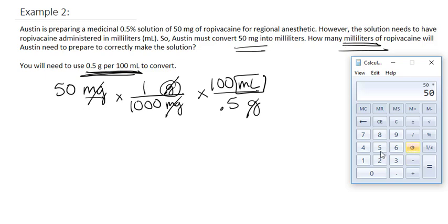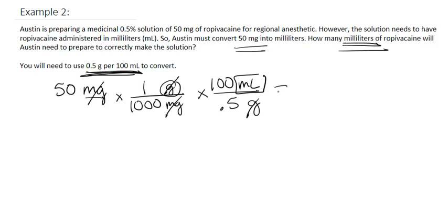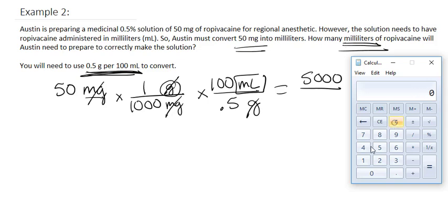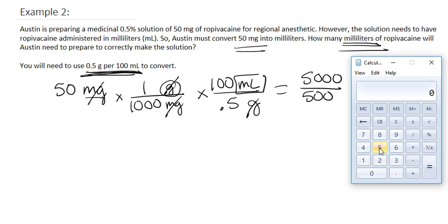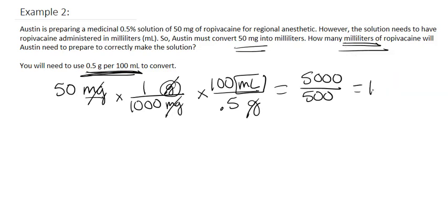50 times 100 is equal to 5,000. Now, 1,000 times 0.5 is equal to 500. So we are going to take 5,000 divided by 500, and this equals 10. So we will need 10 milliliters of this drug. So let us do one more example.